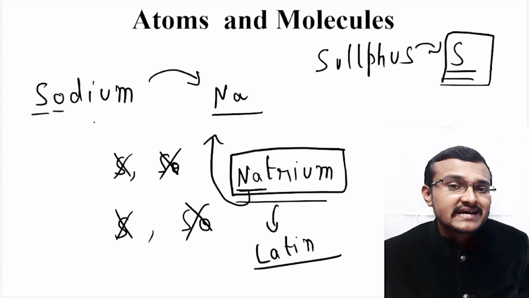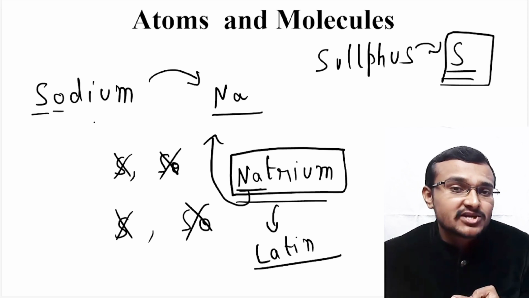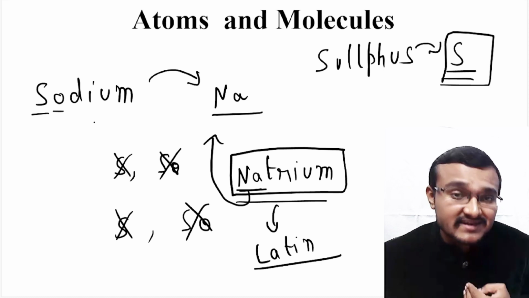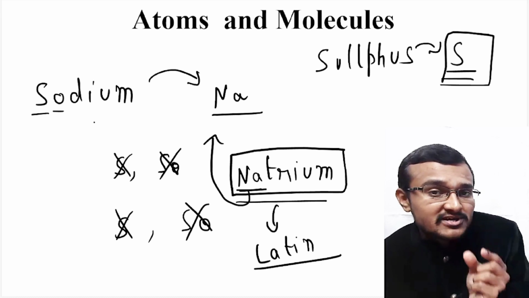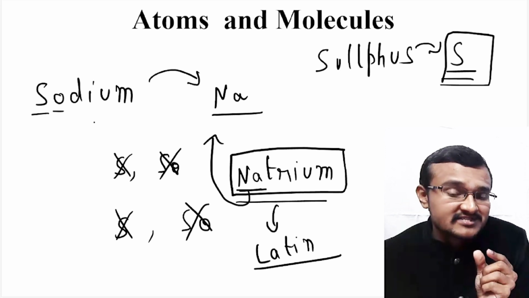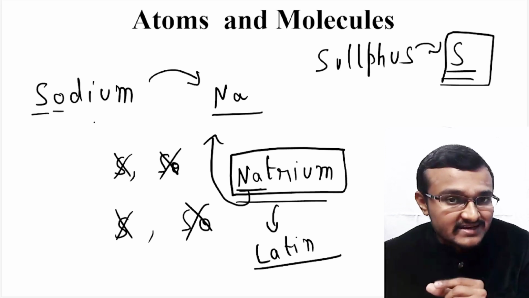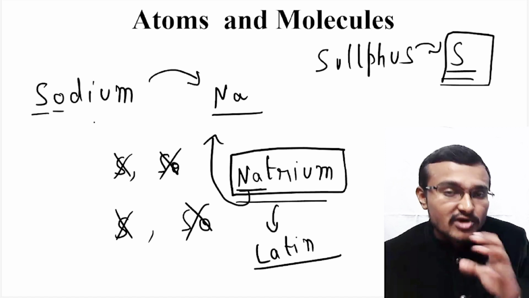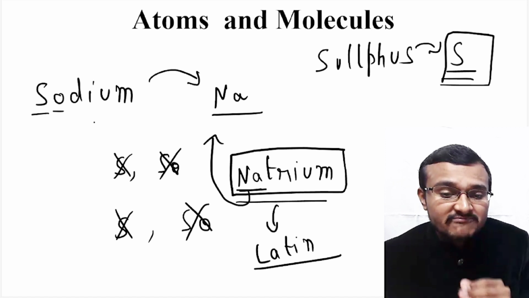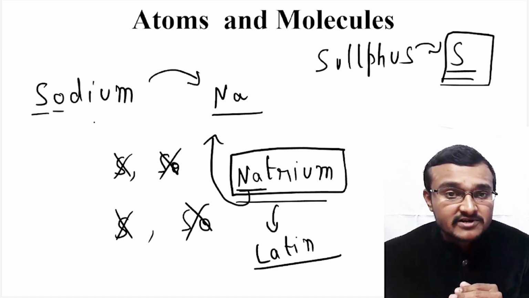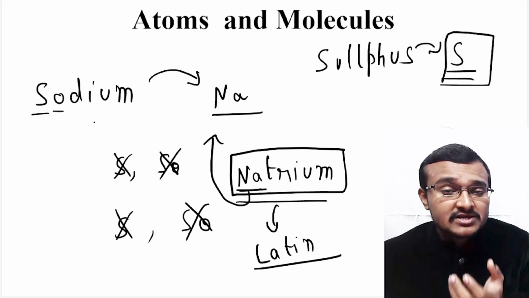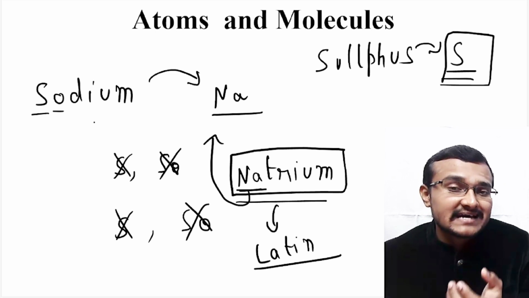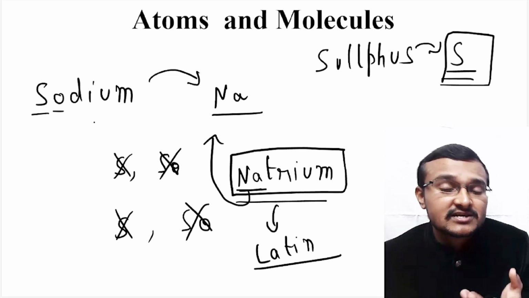Here they are taking help of the Latin language and in some cases the Greek language for those elements, and the starting letter of the word in Latin or Greek is considered as the symbol of that element. So for sodium, natrium is the Latin word and Na are the starting letters of natrium. That's why Na was kept as the symbol for sodium.